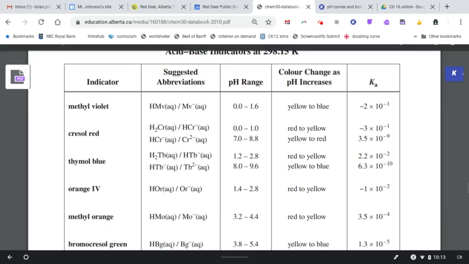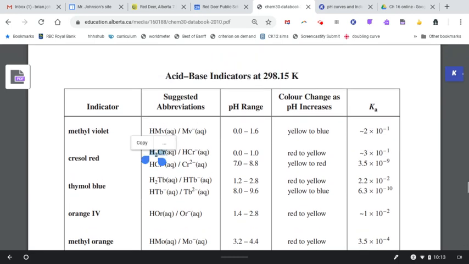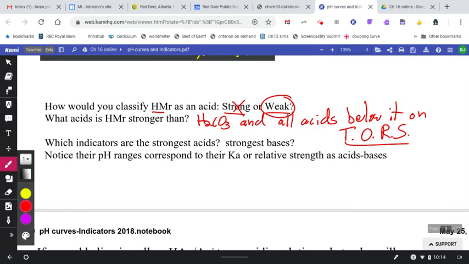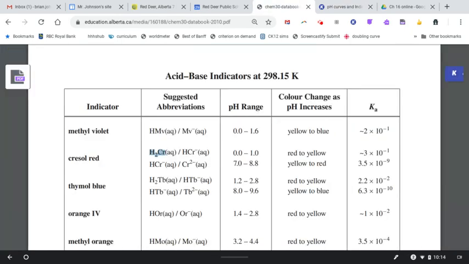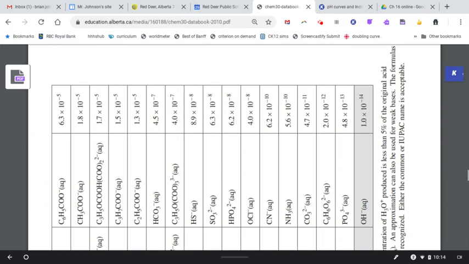So our strongest acid, HMV, has a pH of about 1, which is pretty strong. And Cresol Red has a pH of 1 as well, and it's most acidic. So those are fairly strong weak acids. You can do that same thing actually with these guys as well. I never told you that, but you can.